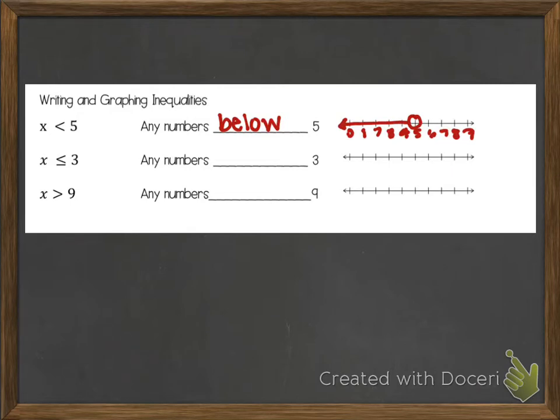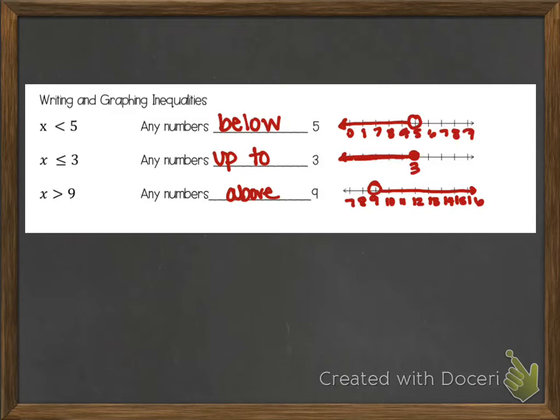I'm going to push pause, and I want you to do the next two on your own. Okay, I used any numbers up to 3, which means it includes 3, it includes up to 3. And then X is greater than 9, so any numbers above 9, not including 9.